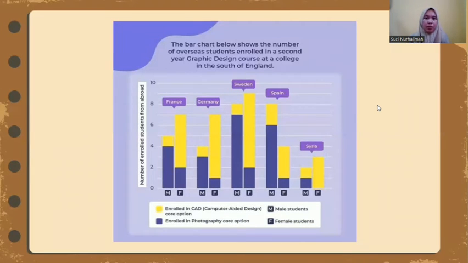According to the bar chart, students from European countries like Sweden, Spain, France, and Germany, and one Middle Eastern country, Syria, are taking graphic design at the college. Some students are enrolled in the computer-aided design or CAD course option, and the others are taking photography. Overall, Sweden has the largest number of enrolled students, 17, and Syria the smallest, 5. France and Spain both have 12 students and Germany has 11 students. It is notable that France and Spain have similar profiles.